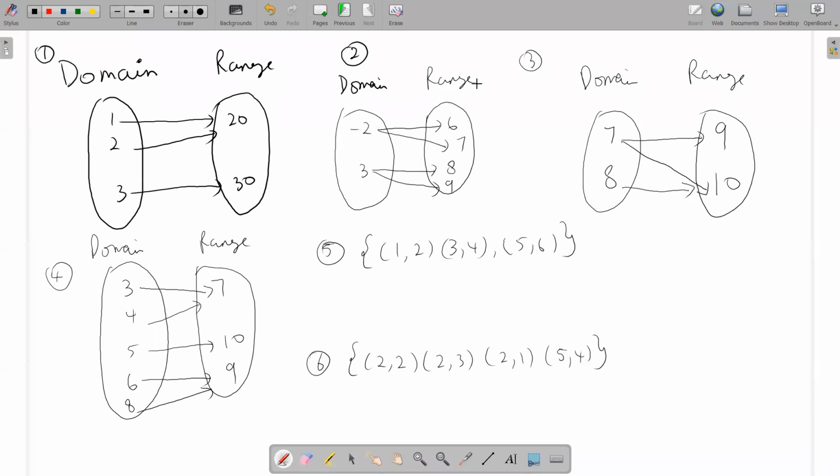Right, so the instructions are simple. You're going to determine the type of relation for each of the following 6, right? Determine the type of relation, right? Number 5 and 6 are in ordered pairs. If you look at the last class of the holidays, you would understand how to convert these ordered pairs into a mapping diagram, right?